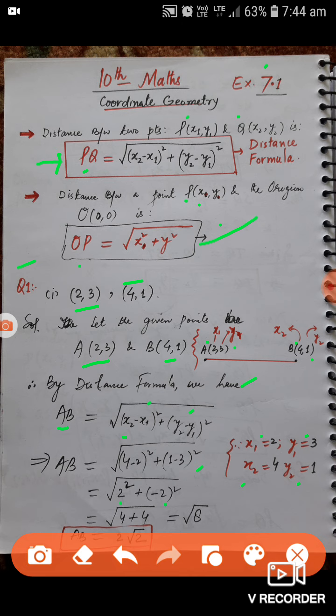Now square root of it will become square root of 4 plus 4, that will become square root of 8. Now we know square root of 8 is nothing but 2 times square root of 2. So the distance between these 2 points will be twice square root of 2. So in this way we got the distance between these 2 points. Now let's try another part of the question, that is we have to find the distance between any other 2 points.